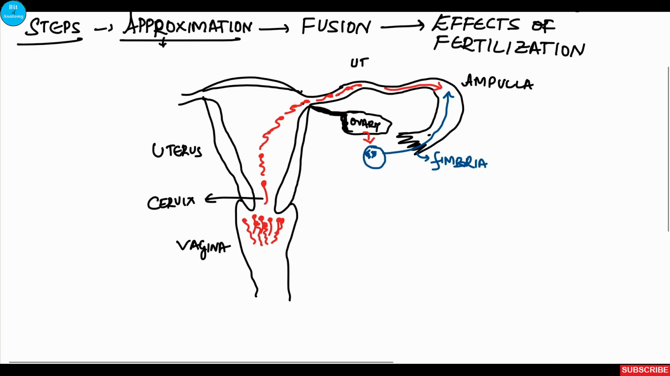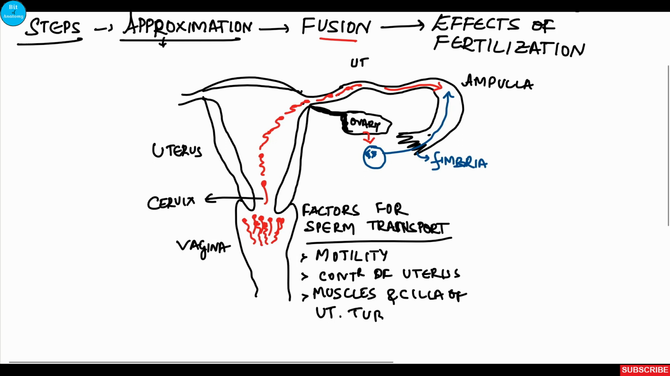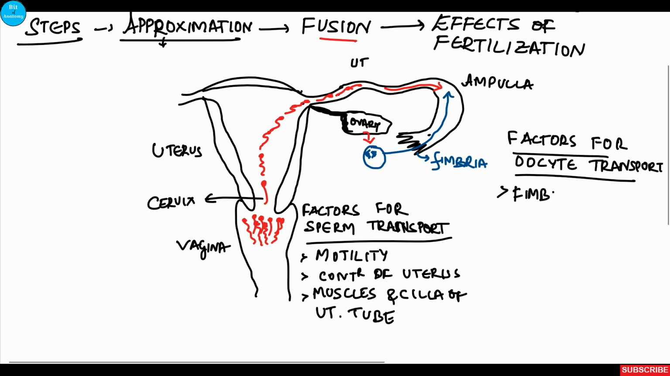Where the fertilization occurs. If you see the factors favoring sperm transport, the motility of the sperm is one of the prime factors. Then the contraction of the uterus, which is assisted by hormones like oxytocin, and the contraction of the muscles, and also the ciliary action of the epithelium of the uterine tube. The factors favoring oocyte transport: the oocyte is picked up by the fimbriated end of the uterine tube, and further transport is assisted by cilia and muscles of the uterine tube.